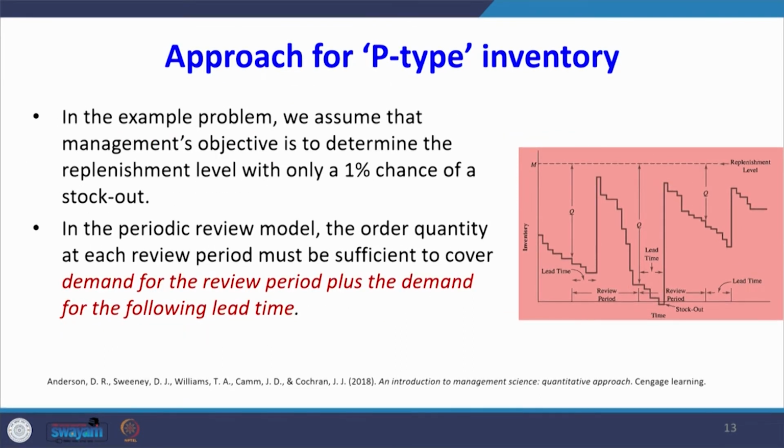So, in the example problem, we assume that the management's objective is to determine the replenishment level with only a 1% chance of stock out. So, the management says that a 1% stock out is permitted, or they can tolerate it. In the periodic review model, the order quantity at each review period must be sufficient to cover demand for the review period plus the demand during the following lead time. So, when we order, that should satisfy the requirement during the review period plus during the lead time.